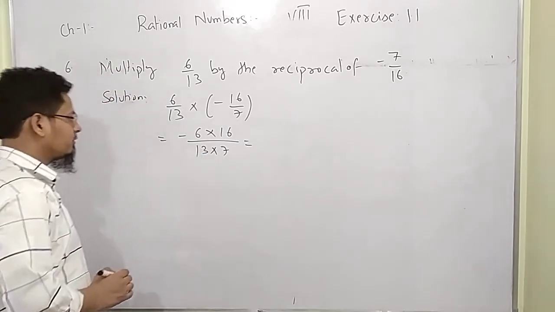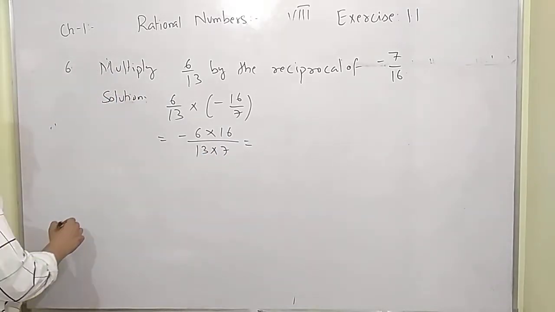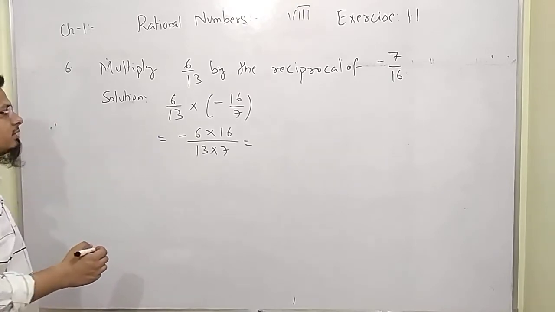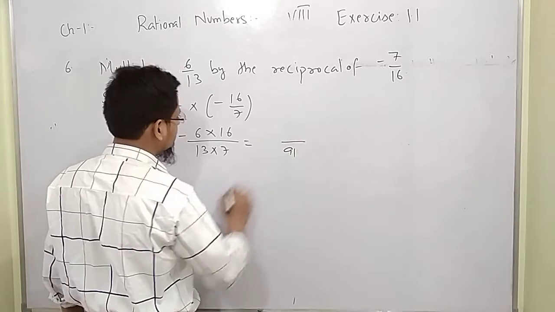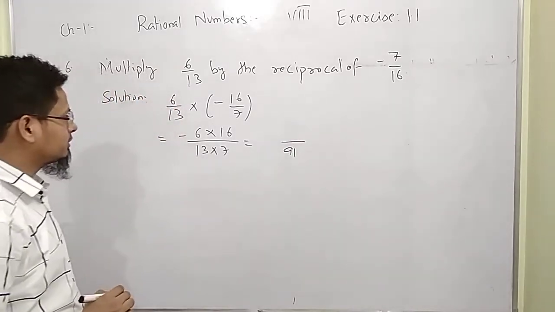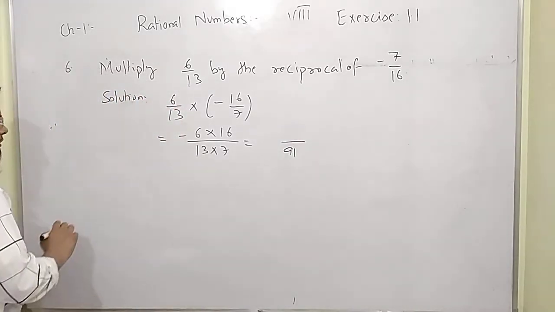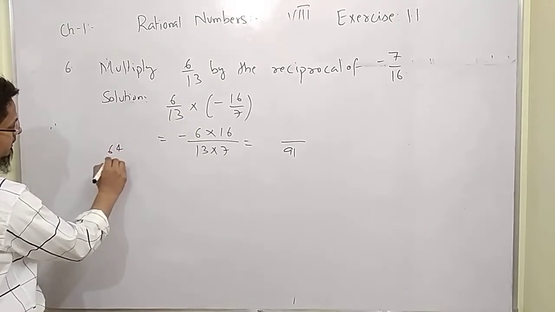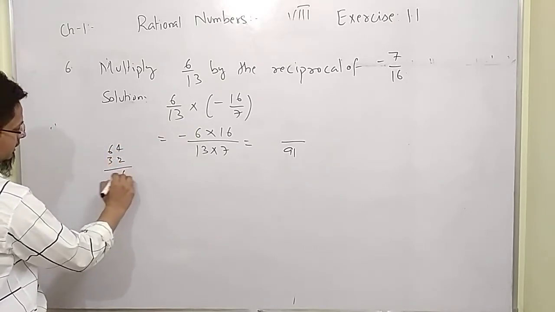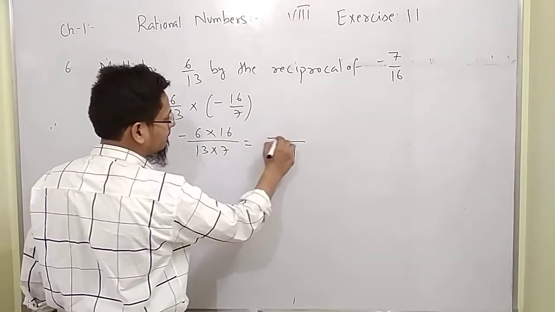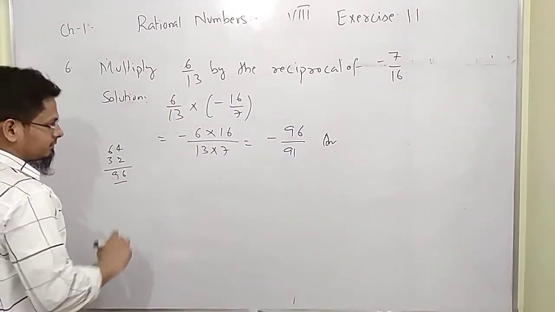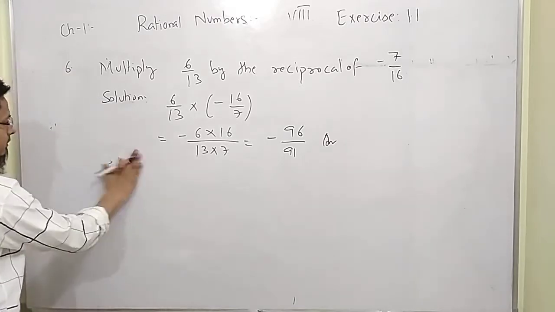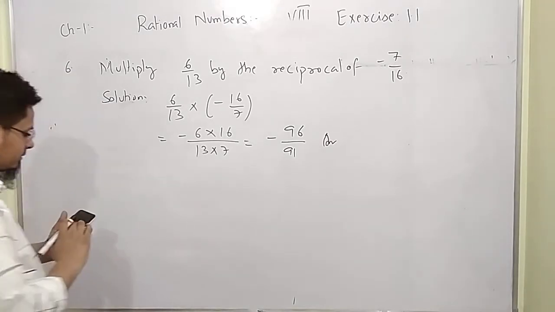13 into 7 is 91, and 6 into 16 is 96. Minus 96 over 91 is the answer, right? Now class, the answer has come.